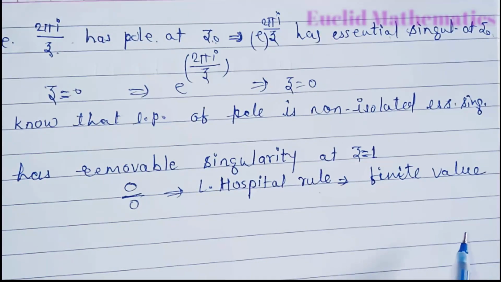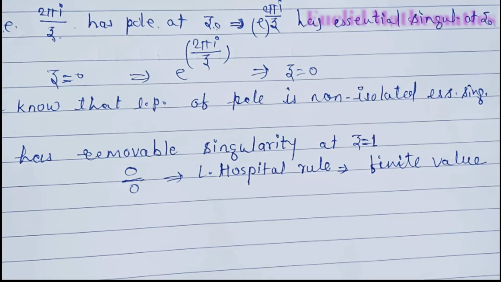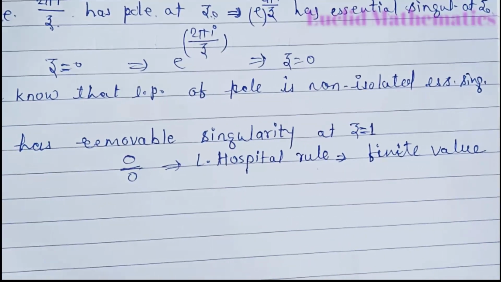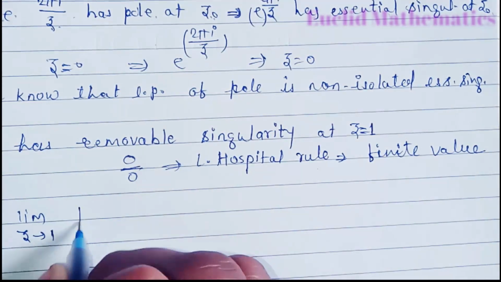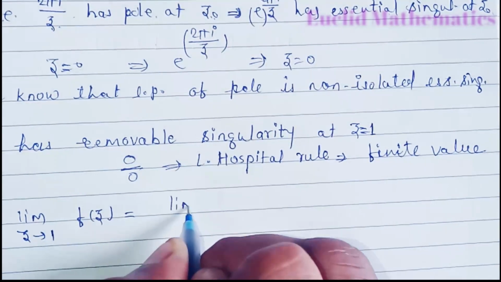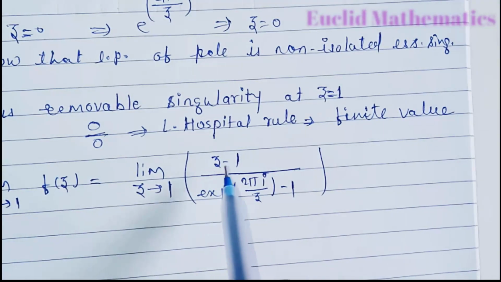After L'Hospital rule, if the function gives a finite value, that means there exists a removable singularity. So let's check for the removable singularity at z equal to 1. That means the limit as z tends to 1 of f of z. Now put the value for f of z, the limit as z tends to 1, and substitute z equal to 1.